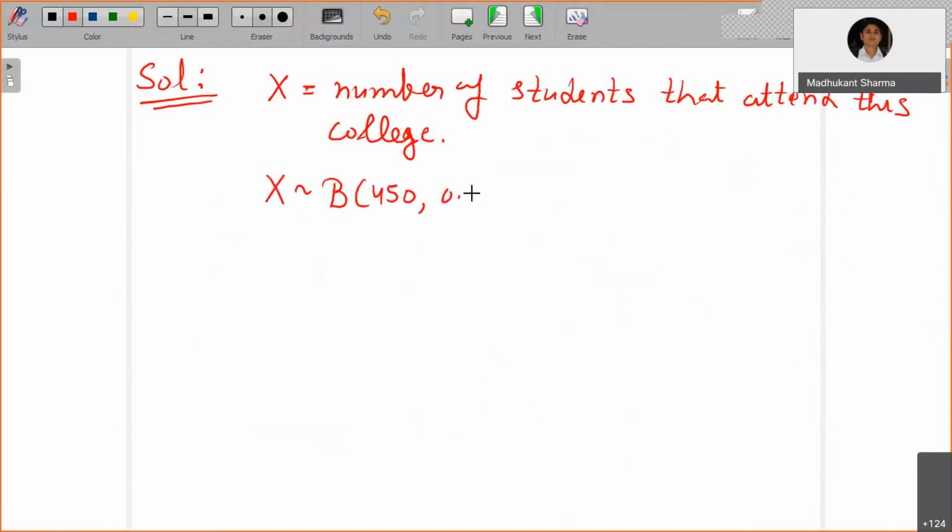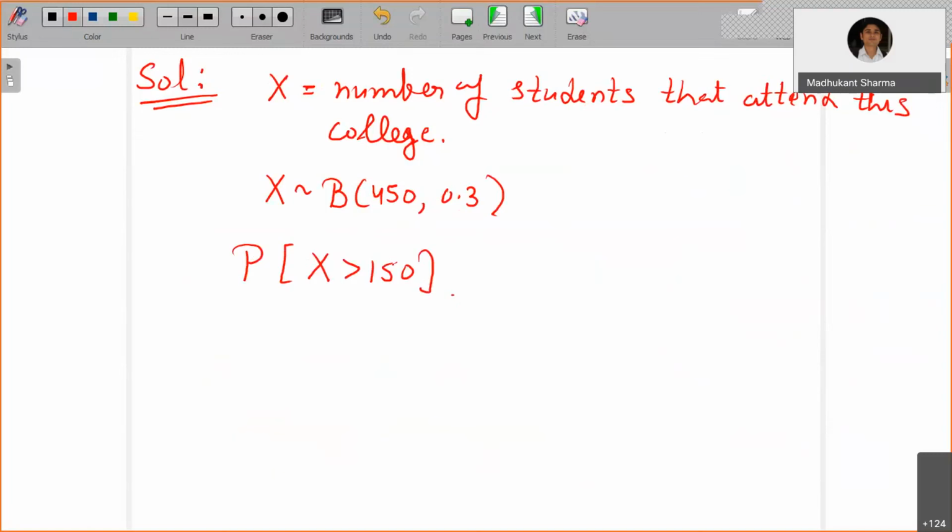So 30%, meaning 0.3, will be the probability of success, and X will follow the Bernoulli distribution. What we are interested in is the probability that more than 150 first year students attend this college, meaning X is greater than 150.